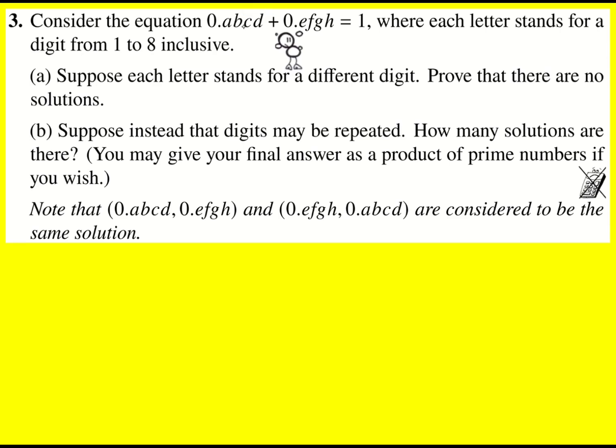We have 0.ABCD plus 0.EFGH, where all of these are digits equal to 1, and then each letter stands for a digit from 1 to 8, but in part A, they have to be different. We have to prove there's no solutions. So I'm going to set this sum up.